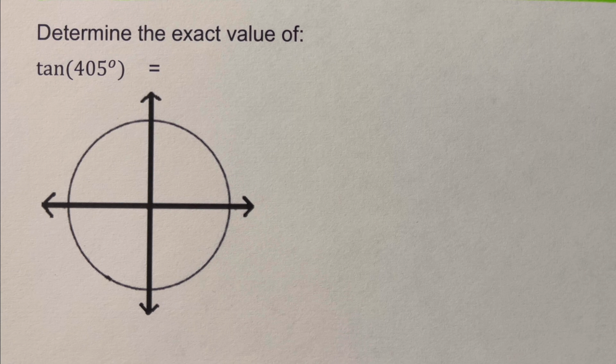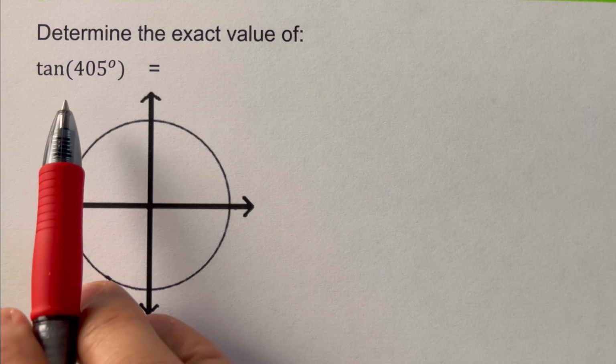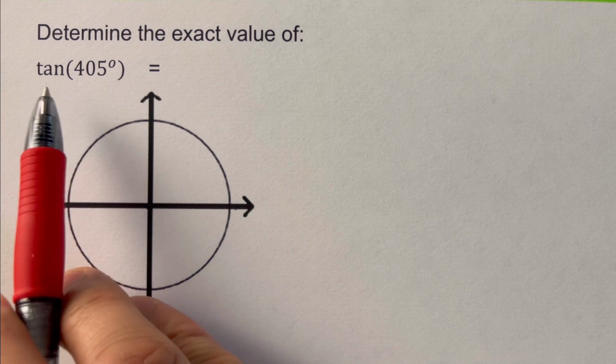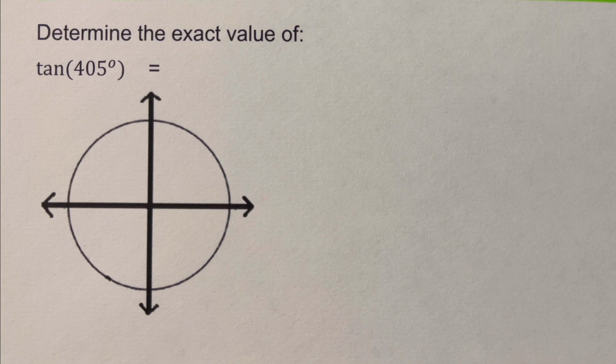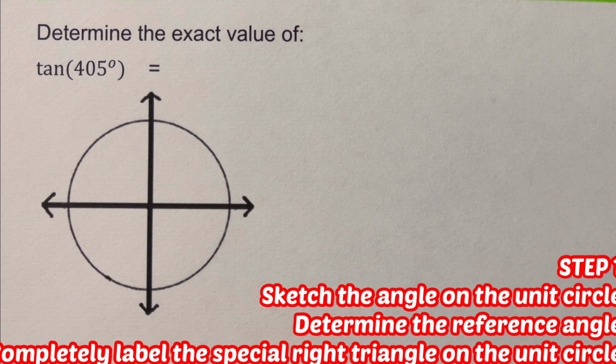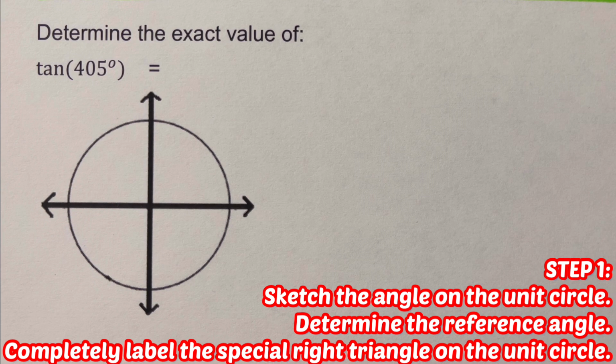Okay, going back to the example right here, we can determine the exact value of tangent 405 by following some steps. The first step is to sketch the angle on the unit circle, determine the reference angle, and completely label the special right triangle on the unit circle.